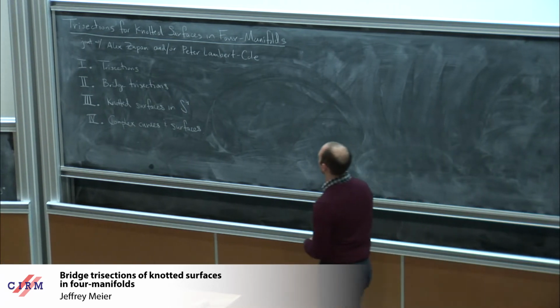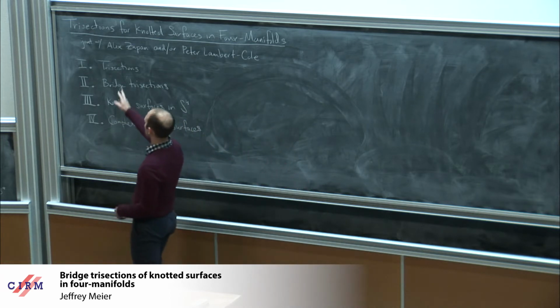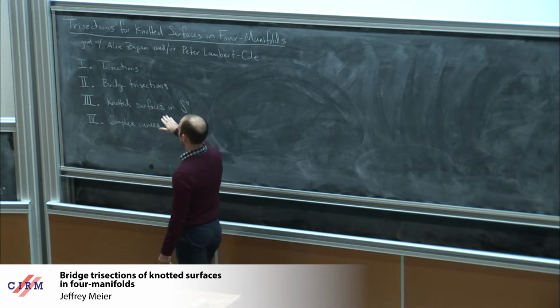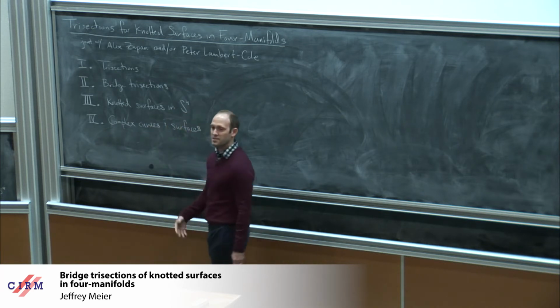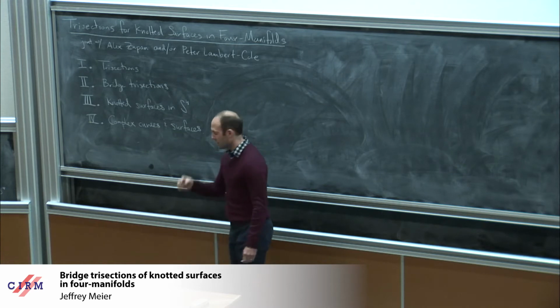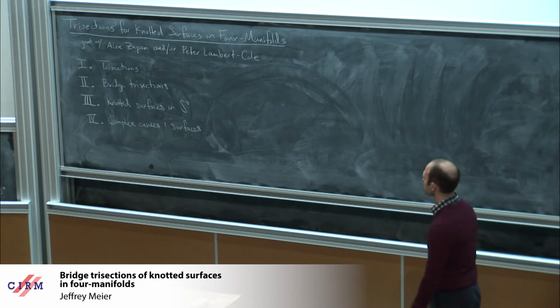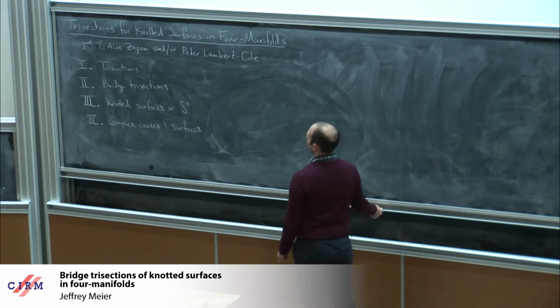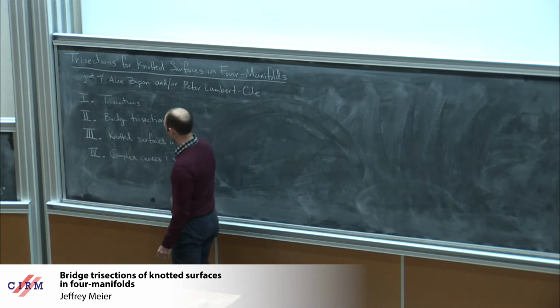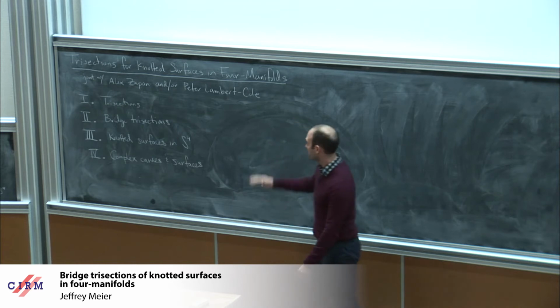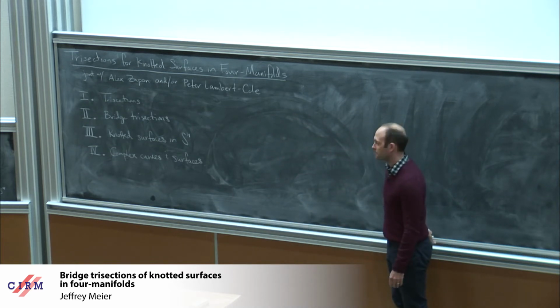So there'll be four parts to the talk. First, I'll give a quick overview of trisections before defining bridge trisections, and then I'll talk about two particular instances where the theory seems pretty nice. First, knotted surfaces in the four-sphere, and then lastly, the setting of complex curves in complex surfaces. Okay, and I should say that all of my work on bridge trisections is joint with Alex Zupan and Peter Lambert-Cole.